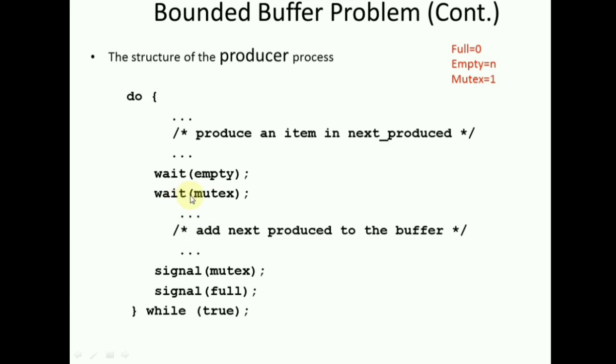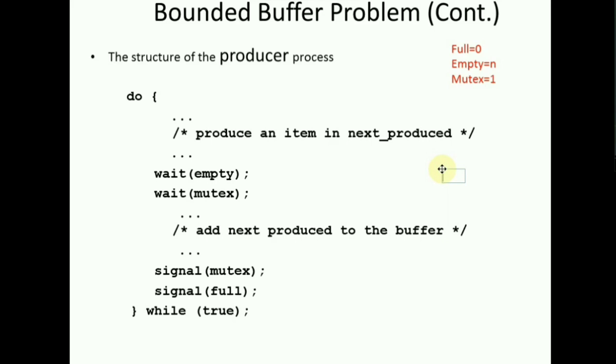So after it calls wait on mutex, it is allowed to add the item to the buffer. Once it has completed adding the item to the buffer, it again signals the mutex. So what happens when I call wait on mutex? 1 is decremented to 0. So let me give back the values here.